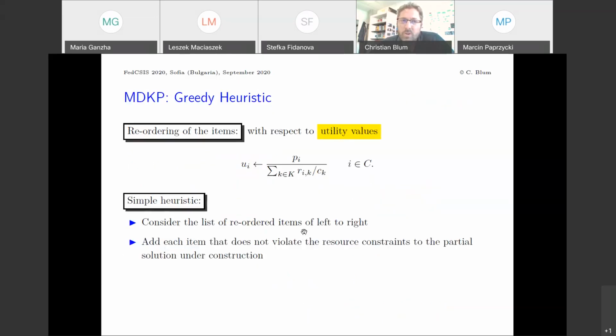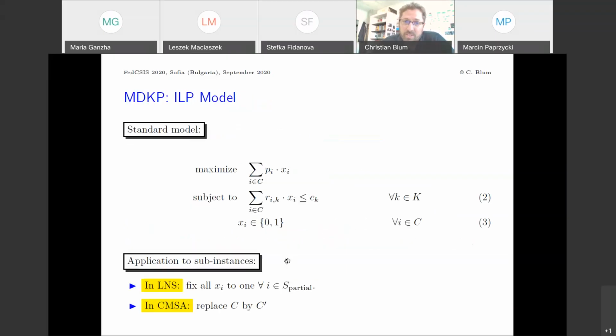So what we need in order to apply these two algorithms, LNS and CMSA, to this problem is a greedy heuristic. Due to time constraints, I will not go into this. You need a greedy heuristic, so we have it here. It's very simple, and we are using as an exact solver CPLEX in this case. CPLEX is a system for solving integer linear programs. And this is the integer linear program for the multidimensional knapsack problem.